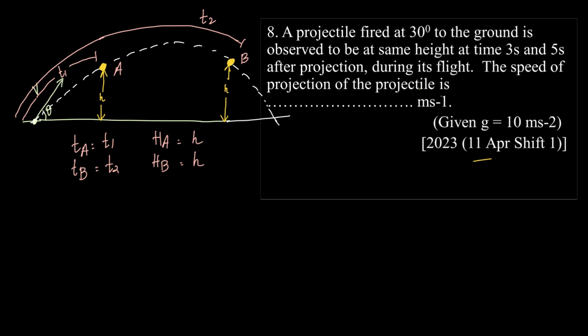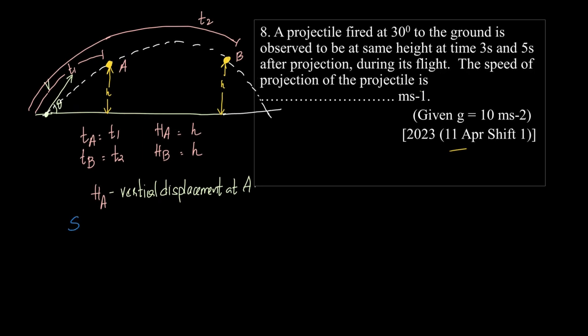Now let us find out what is the height at A. What is the equation for height at A? Height at A is actually the vertical displacement at position A. Now what is the formula for vertical displacement? Let us write down that first.